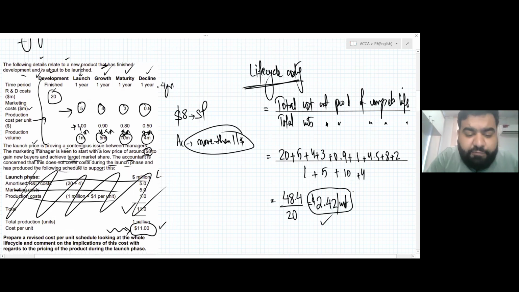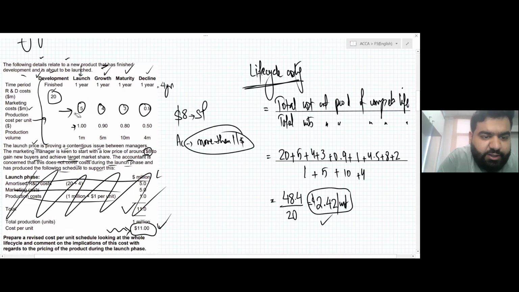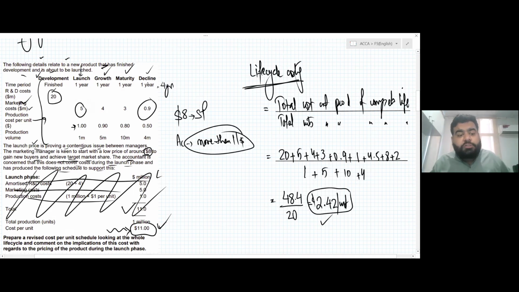I know in the first year the cost was 11, but that was on a year-on-year basis. It is not the complete entire life cost. According to the first year calculation, our cost was so much higher. Obviously marketing and all that cost will be higher. See here, marketing cost at the start is 5 million, at the last year 0.9. A lot of difference. At the start production cost is 1, at the last 0.5.